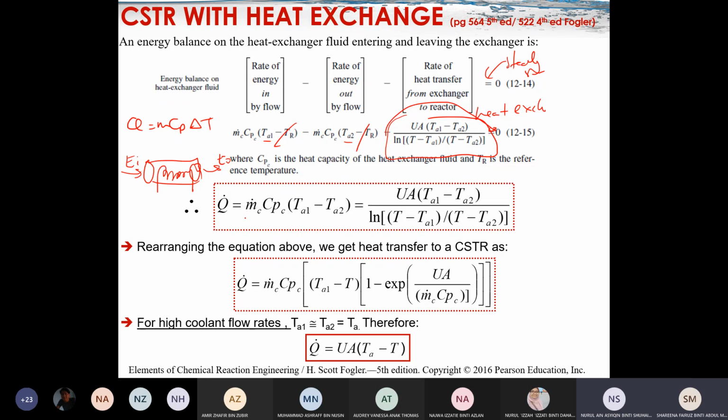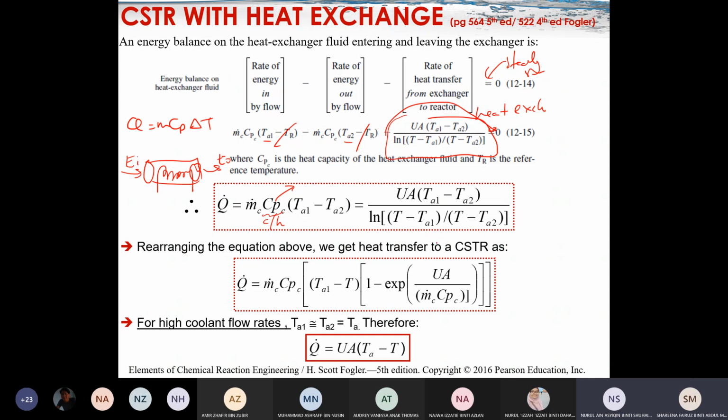Alright, so this would represent the heat transfer. Okay, heat exchange there. Alright, so Cp is the heat capacity of the heat exchanger fluid and TR is the reference temperature. Okay, so this is heat exchanger fluid lah, coolant ataupun heater. Okay, so rearrange the equation, we get heat transfer to a CSTR. Okay, remember Cp ni sebenarnya bukan Cp pada reactant or product tau, bukan. Ini adalah berkaitan dengan heat transfer fluid. Okay. So rearrange the equation above, we get the heat transfer to a CSTR.